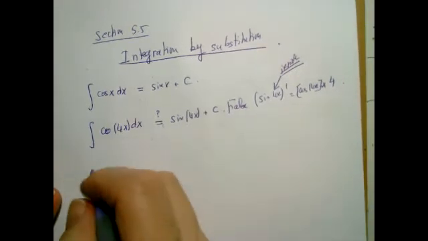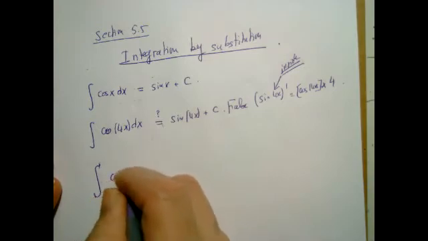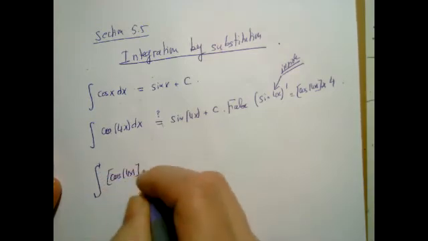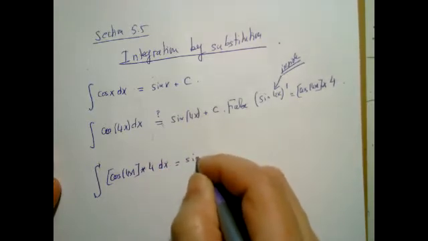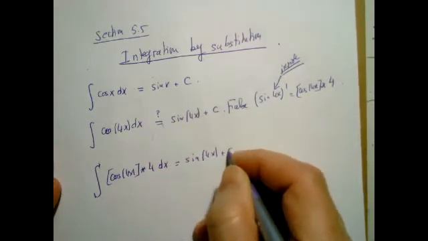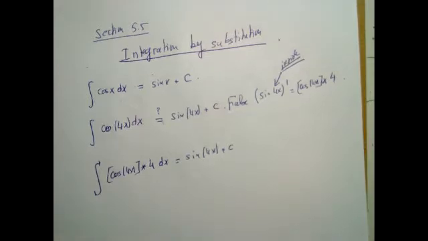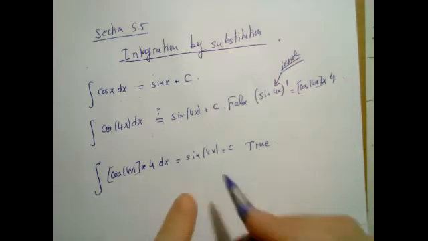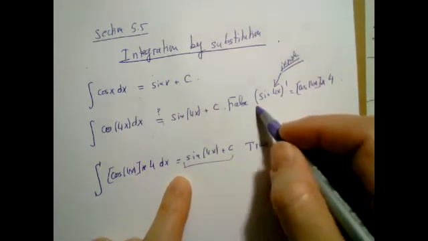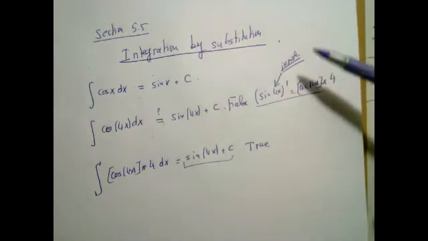Okay, so it's false. However, if I take the following, the antiderivative of cosine 4x times 4 dx, is this equal to the sine of 4x? I'm reversing the chain rule. Is this true or false? True. This is true, because the derivative of sine 4x is cosine 4x times 4. So this is true by the chain rule, but the previous one is definitely false also by the chain rule.